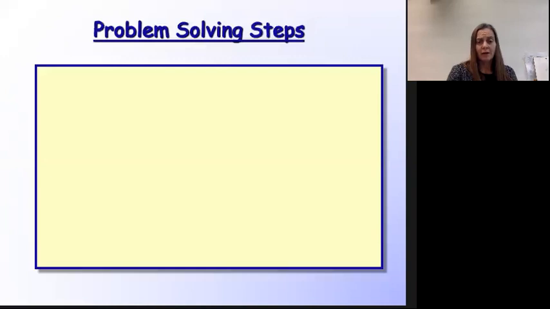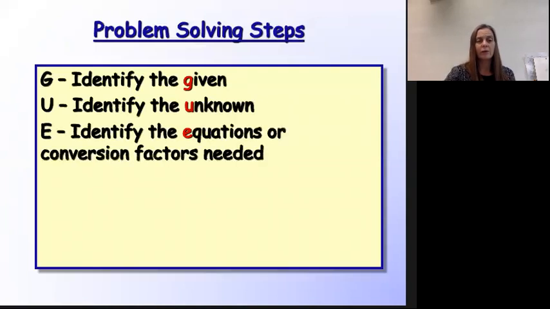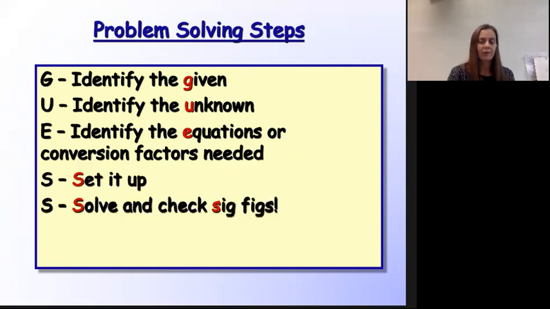So just a quick reminder of our problem-solving steps, because we're going to be continuing to do stoichiometry and solve problems. So we're going to identify our given, we're going to identify our unknown, we're going to identify the equations or conversion factors that are needed. We're going to set it up and we're going to solve it and check sig figs. So as always, when we're solving a problem, we're going to guess.